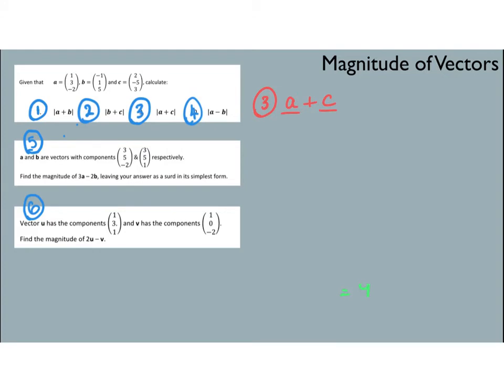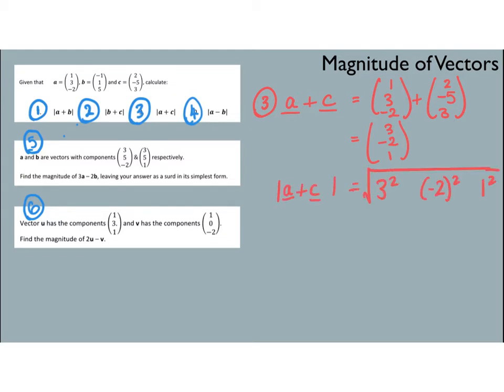Okay, on to number 3, and the first thing I'm going to do is start off with working out what a plus c makes. Okay, so I'm just going to check this again. It does make 3 on the top, minus 2 in the middle, and 1 on the bottom. That's it. So I'm going to start to work out my magnitude now. Okay, so I've got my square root, squaring the numbers for my vector, and also adding them together.